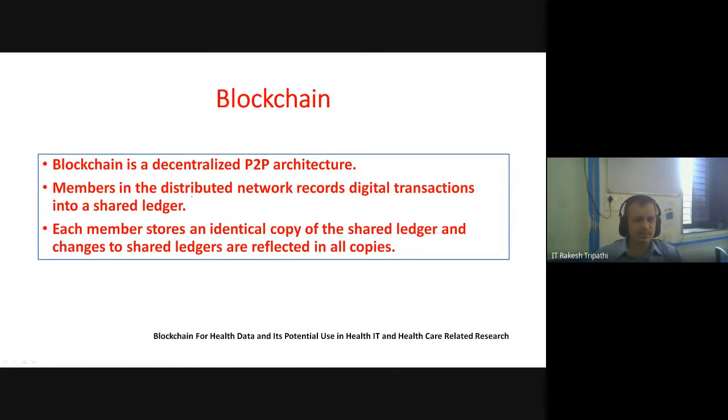Blockchain is a decentralized peer-to-peer architecture. Okay, the simple definition of blockchain without any technical words. Blockchain is decentralized. The difference between decentralized and centralized: in centralized, SBI is the one who owns the entire database. He is the one who will write everything.